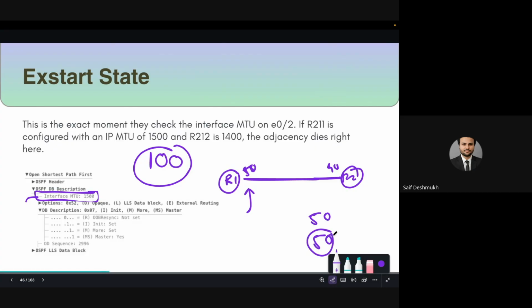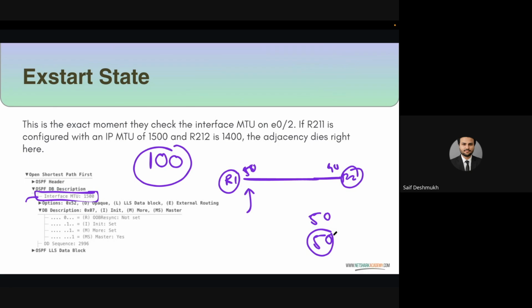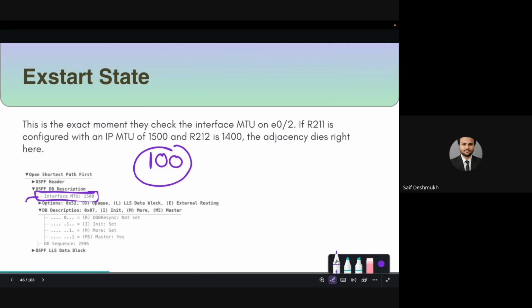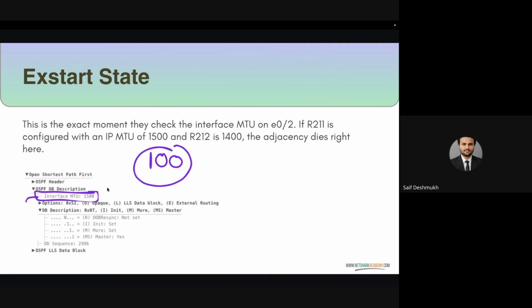It's not like that. They are not keeping room for calculations there. Rather, they're simply following one rule: both parties should have the same MTU, because that's how they know. If this is not matching, they're not going to form the neighborship. They're not going to move. Adjacency is going to die right here.